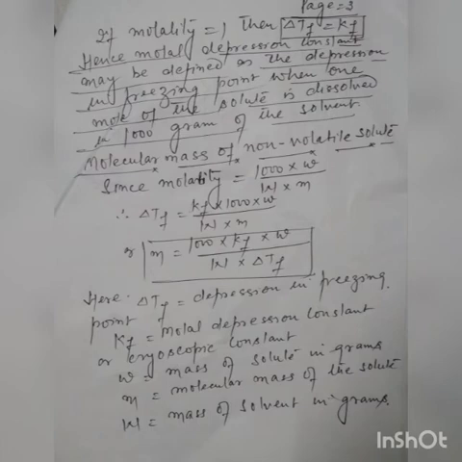Molecular mass of non-volatile solute: since molarity is equal to 1000 into small w upon capital W into small m, delta Tf is equal to Kf into 1000 into small w divided by capital W into small m, or small m is equal to 1000 into Kf into small w divided by capital W into delta Tf. Here, delta Tf is equal to depression in freezing point. Kf is equal to molar depression constant or cryoscopic constant. Small w is equal to mass of solute in grams. Small m is equal to molecular mass of the solute. Capital W is equal to mass of solvent in grams, on page number 3.